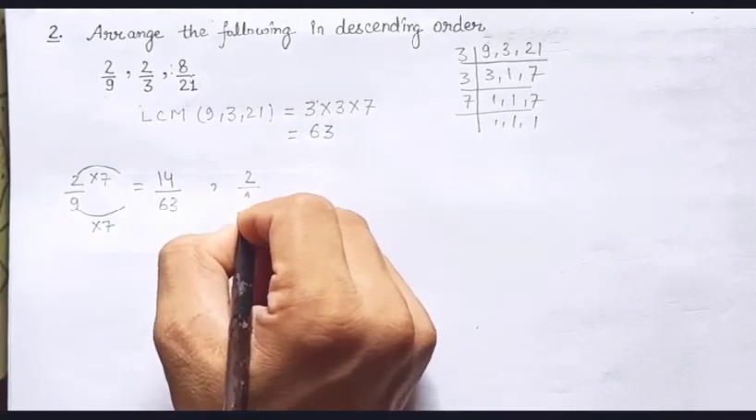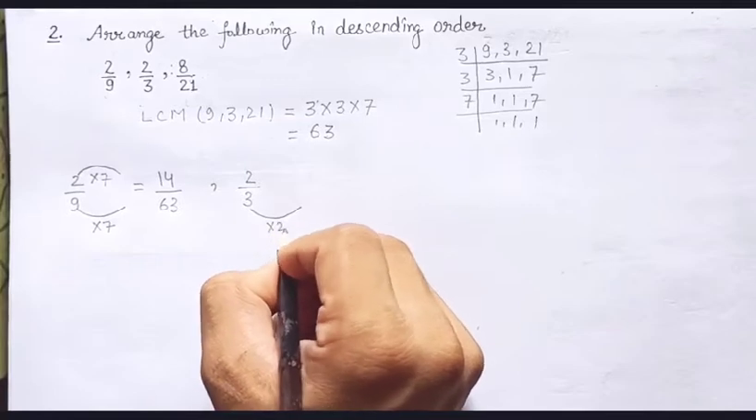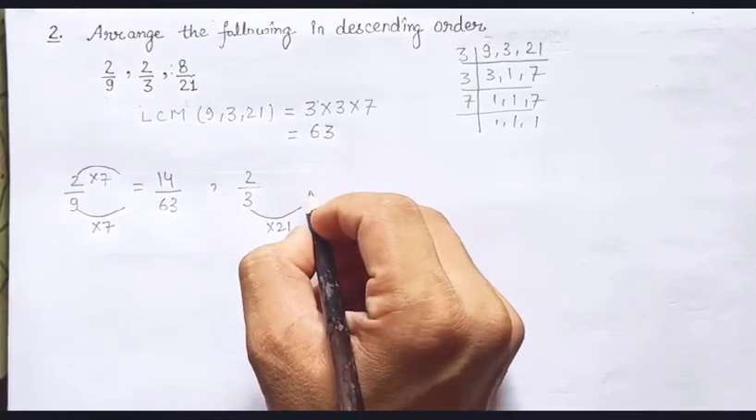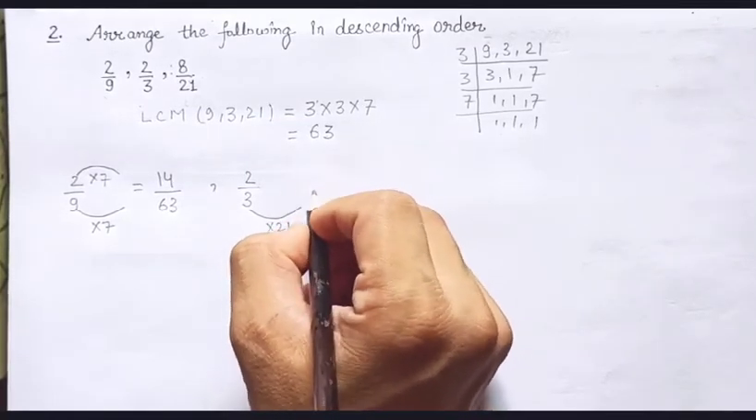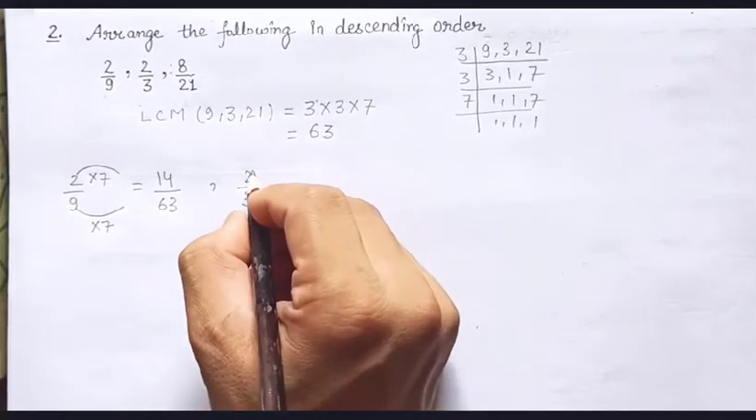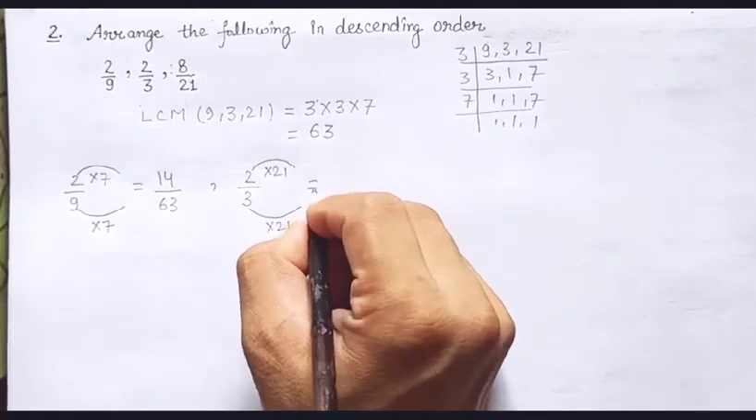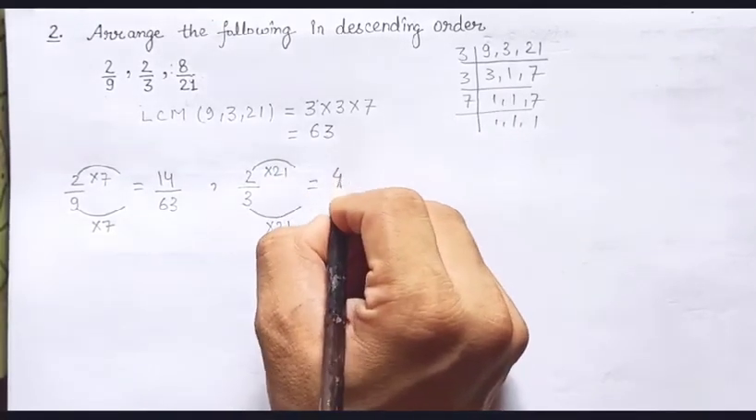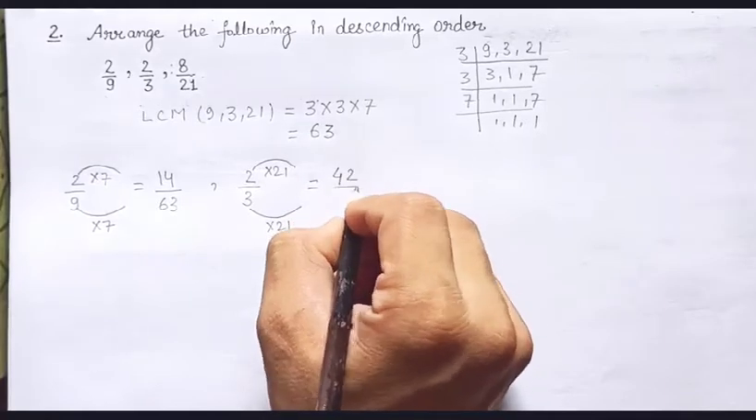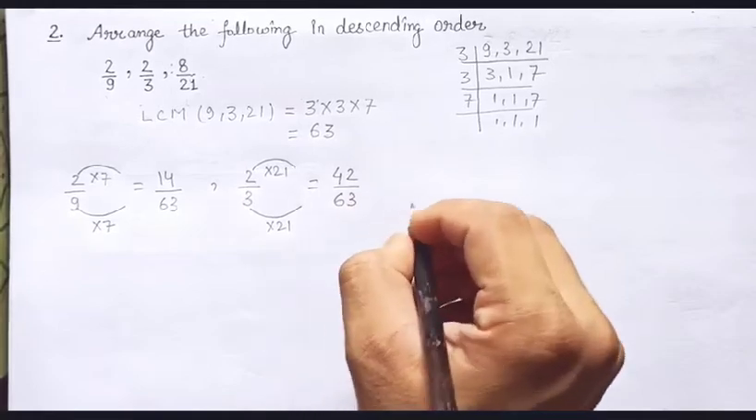So you know when 3 is multiplied by 21, it gives the result 63, and if we are multiplying the denominator by 21, then we also have to multiply the numerator by the same number 21. So 21 into 2, 42, divided by 3 into 21, 63.